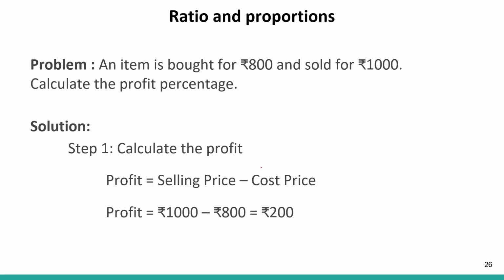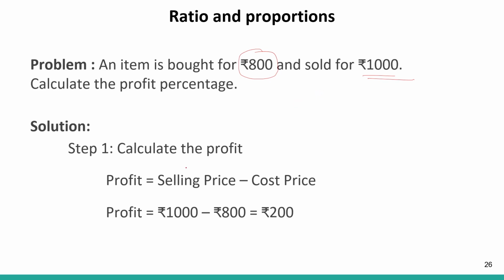Let's see the next problem. An item is bought for 800 rupees and sold for 1000 rupees. Calculate the profit percentage. In order to calculate the profit percentage, you need to calculate the profit first. So how much is the profit?